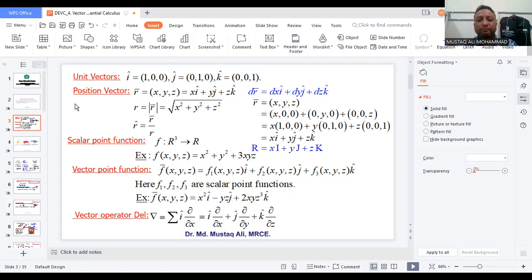So here the next point is scalar point function. The difference between scalar and vector is that a vector point function has direction and magnitude, while a scalar point function has only magnitude.